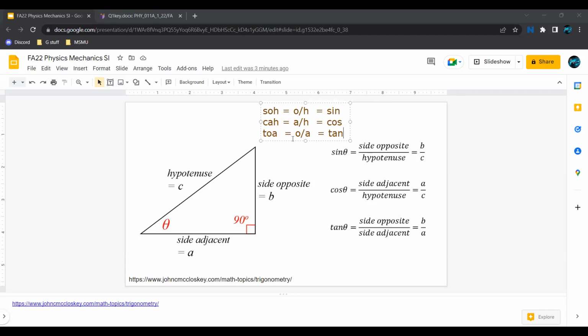And that's basically what this is telling you here. If your angle is theta, then sine is opposite over hypotenuse, and the hypotenuse is always opposite from the 90 degrees, because SOHCAHTOA is only for 90-degree angles. Cosine is adjacent, right next to it, and then opposite over adjacent is B over A.